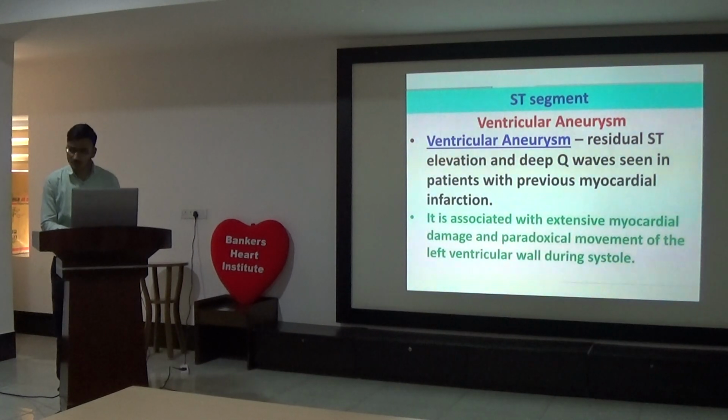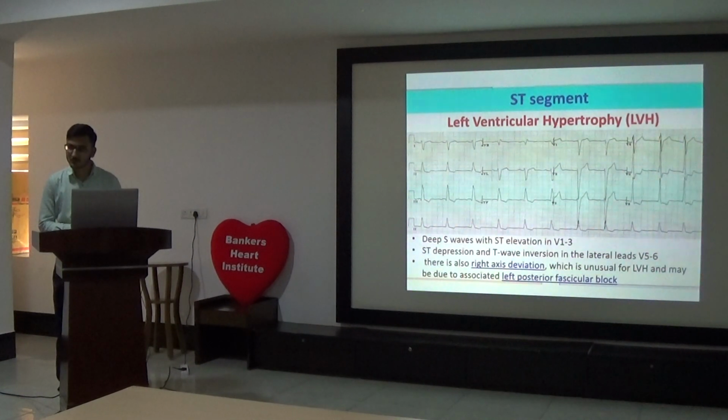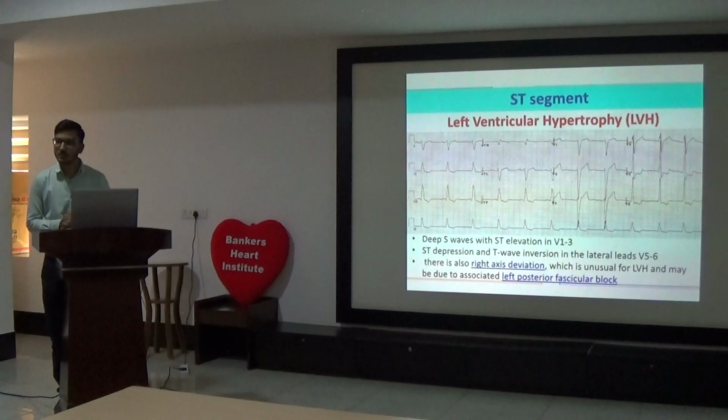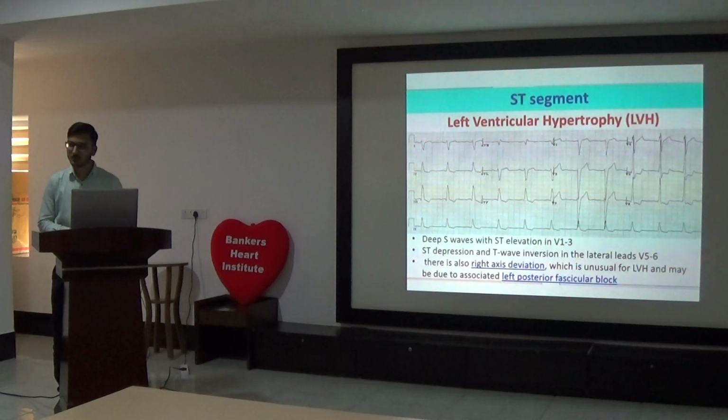Apart from this, there are some criteria regarding the ST, whether it's horizontal ST or upsloping ST or downsloping ST depression. There are also some differential criteria between LVH and ischemic ST segment depression. It is whether it is horizontal, upsloping, downsloping, and another is the ST elevation, whether it is the right mark or inverted right mark. There are differentiating features when you look at the ECG.